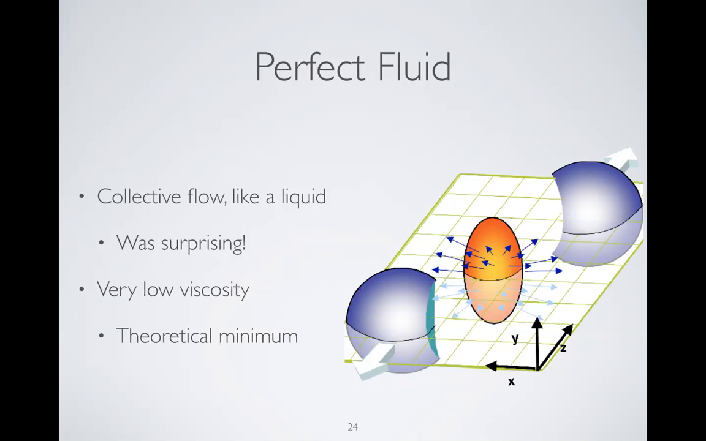But it flows with a very low viscosity, and this is also evidence of strong interaction. So it flows with very low viscosity, like water, except even less viscous than water, as opposed to something like honey. And so it approaches what appears to be a theoretical minimum. There's some theory that predicts that you can't actually have zero viscosity fluids, but this approaches the smallest possible viscosity.